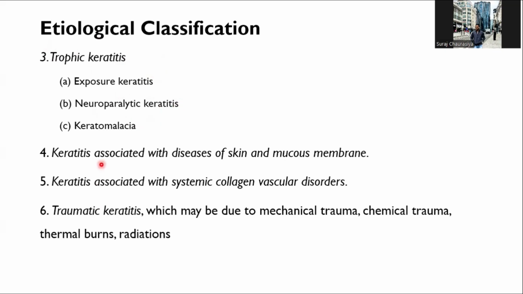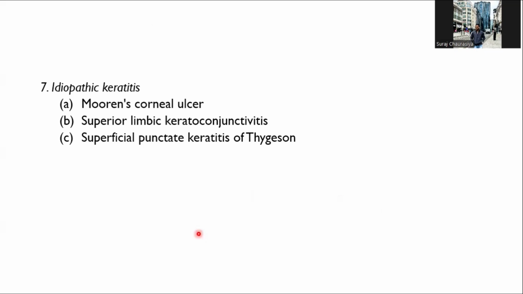And there are other classifications also. The keratitis associated with diseases of the skin and mucous membrane, and the keratitis associated with systemic collagen vascular diseases or disorders. And there are some traumatic keratitis also, which may be due to mechanical trauma, chemical trauma, thermal burn, and radiation. And there are some keratitis whose causes are still unknown. That can be Mooren's corneal ulcer, superior limbic keratoconjunctivitis, or superficial punctate keratitis of Thygeson.